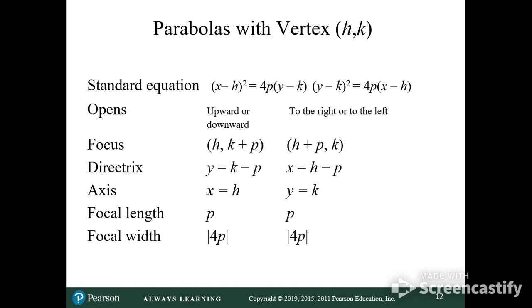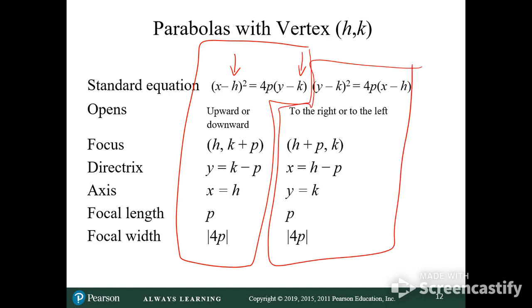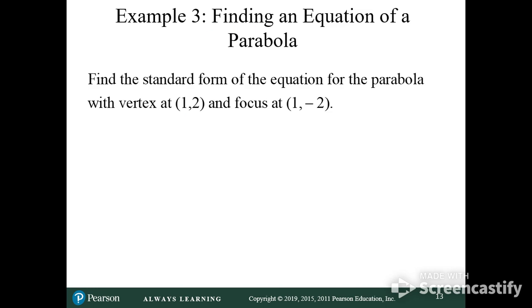Okay, so if our vertex isn't at 0, 0, we're going to have an h and k there. The up and down looks like this, except theirs is a little different than mine. And the left or right looks like that. So find a standard form equation of the parabola whose vertex is at 1, 2, and its focus is at 1, negative 2.